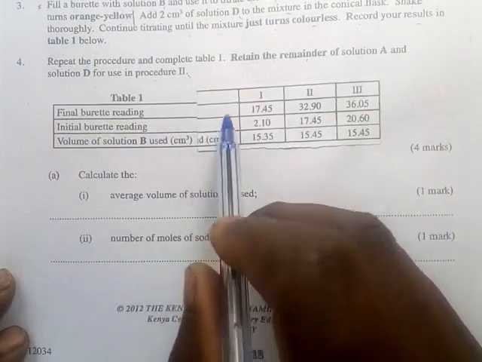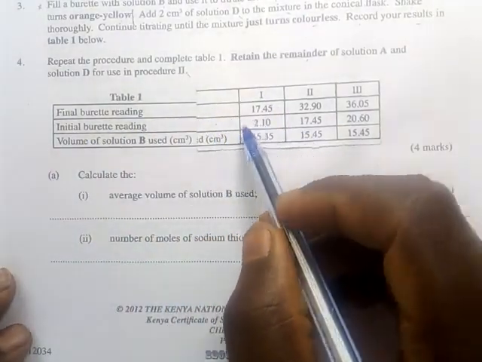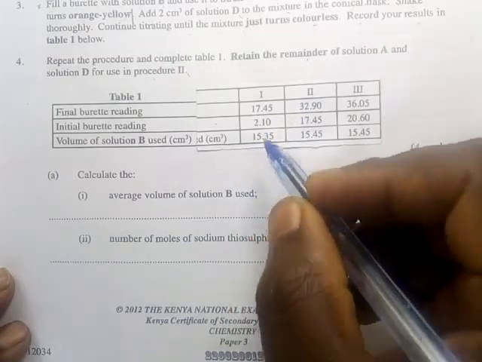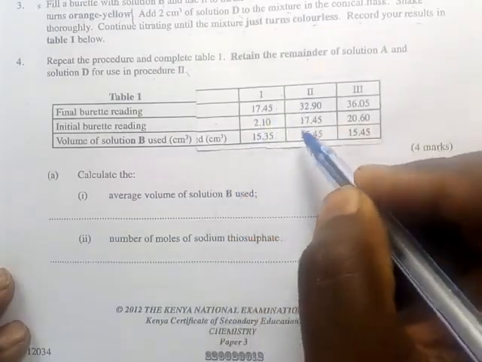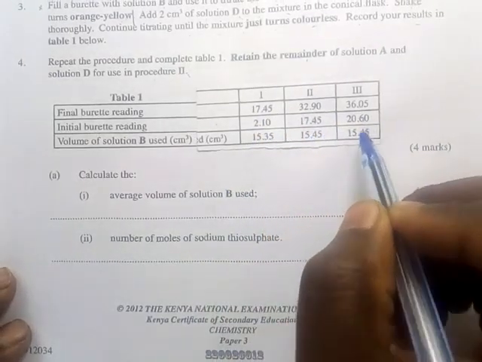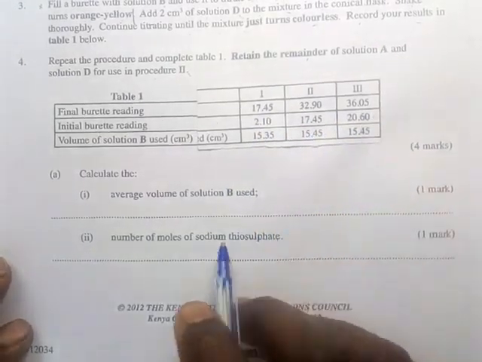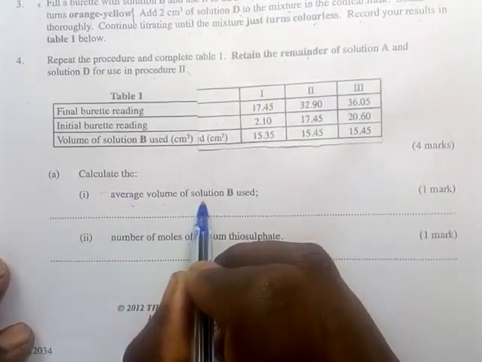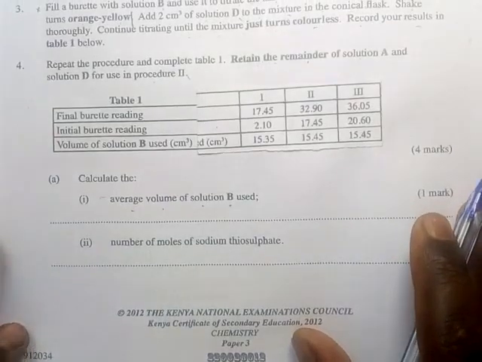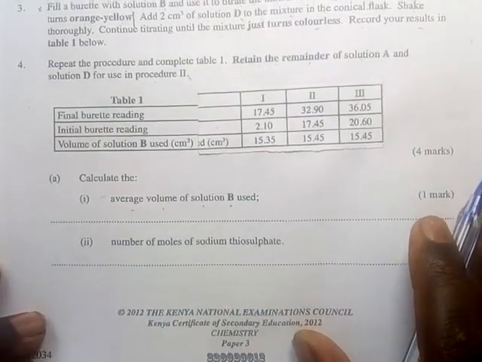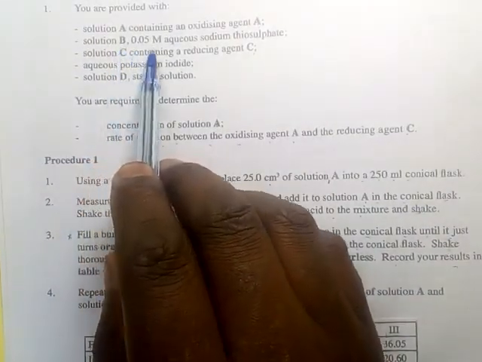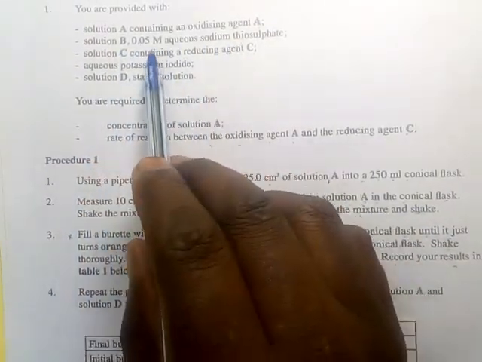So this was the table, and the table is already filled for us. Here we are using 2 decimal places. Like I told you in the previous videos, you can use 1 decimal place or 2 decimal places, both allowed. So here we have filled our table with 2 decimal places. Calculate the average volume of solution B. Solution B we know very well. It is important for you to understand what solution B is. Solution B is sodium thiosulfate, 0.05 molar.